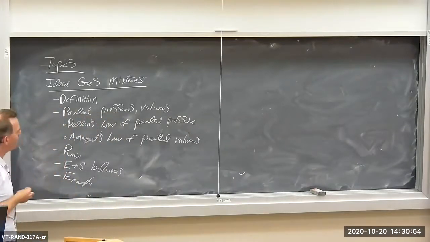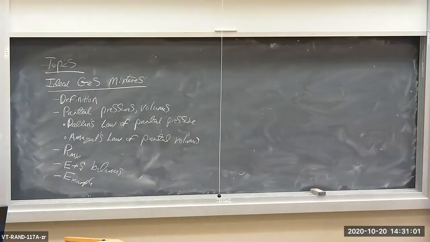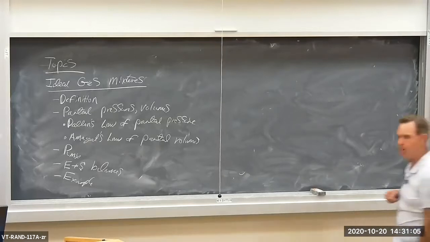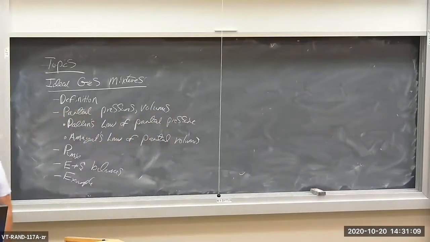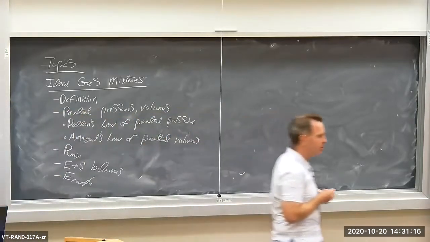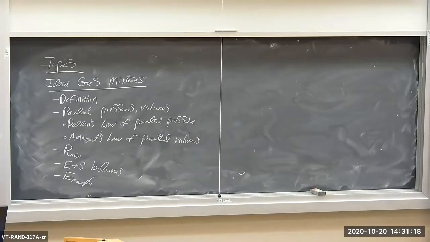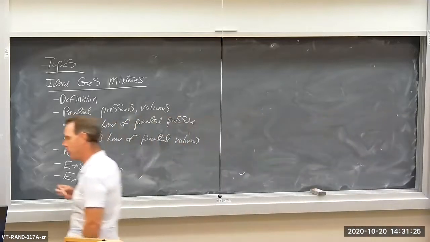Then we're going to move on and look at partial pressures and volumes. So we're going to define partial pressures and volumes. And then we're going to look at Dalton's law of partial pressure and Amagat's law of partial volume. So introduce these conservation laws for partial pressure and volume. Then we'll go through and state the formula for, or derive it, we'll see if we have time, the gas constant for an ideal gas mixture.